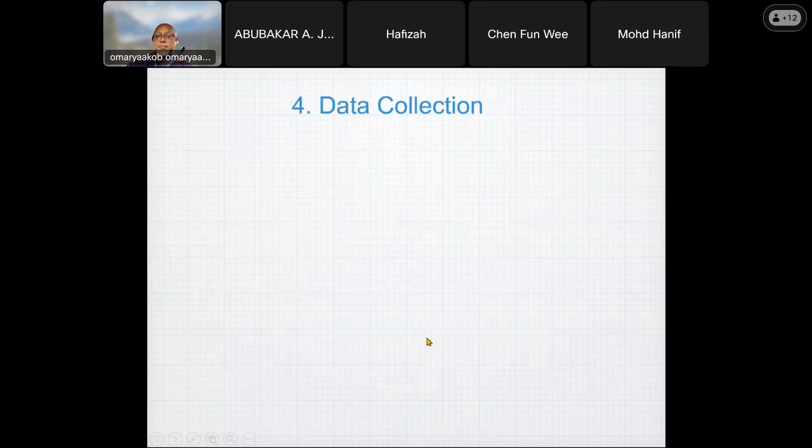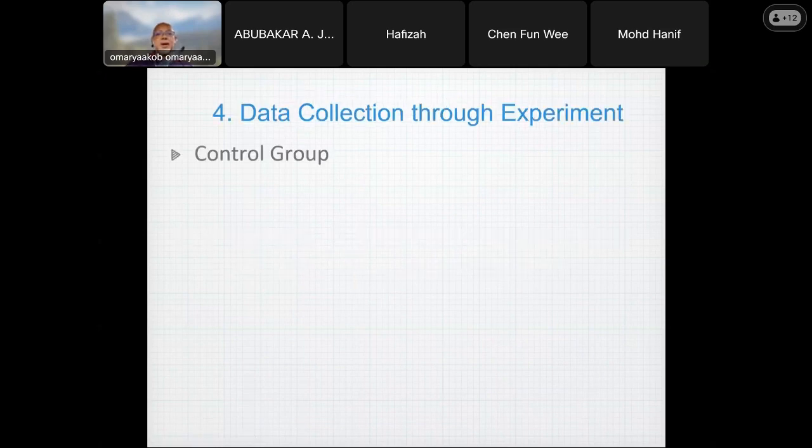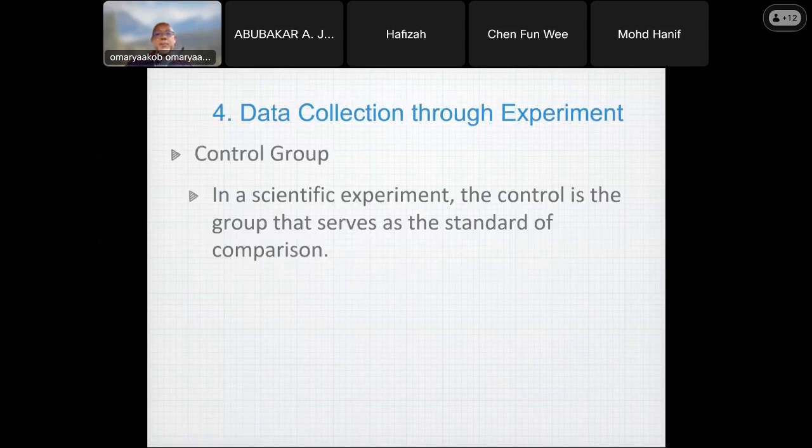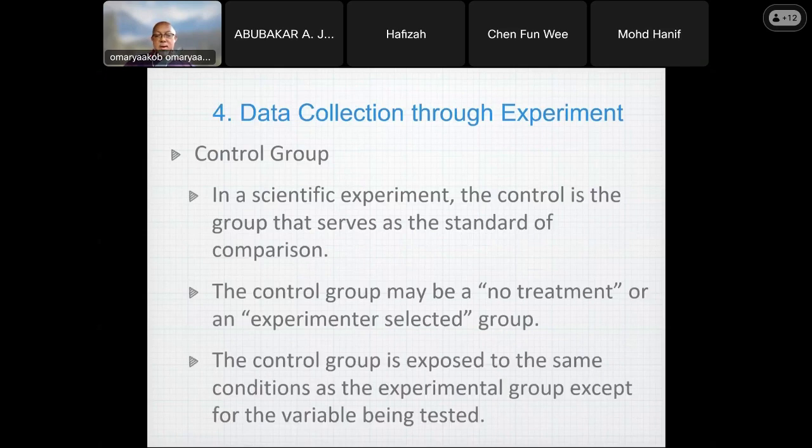So data collection, of course, you do data collection through experiment, field survey, simulation, and so on. And if you do an experiment, you must have a control group that serves as a standard of comparison. The control group may be a no treatment or experimental selected group. And the control group is exposed to the same condition as the experimental group, except for the variable being tested.